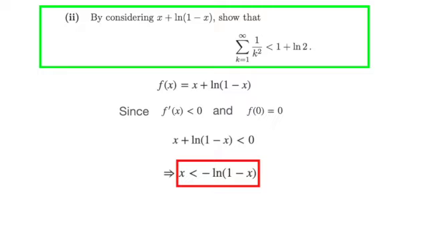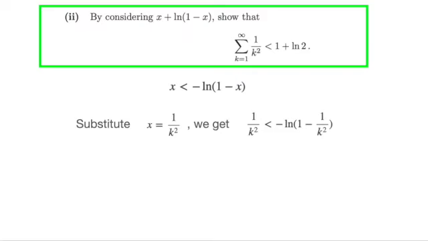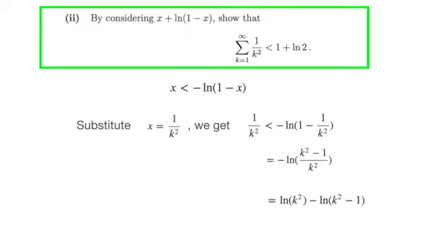f0 is 0. So for any x larger than 0 and smaller than 1, since the function is decreasing, we can write down this inequality. Substituting x equals 1 divided by k squared and doing the same thing as before, we get 1 divided by k squared lesser than ln k squared minus ln k squared minus 1 after we split up the log.